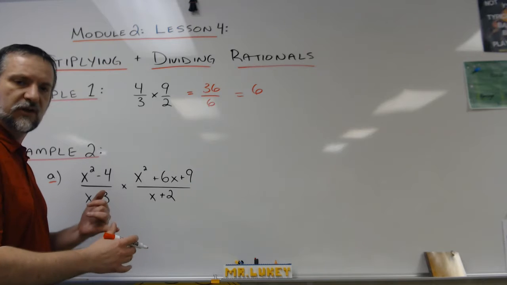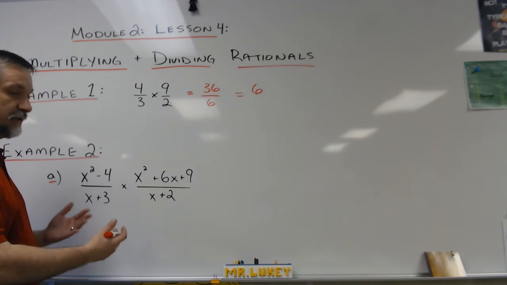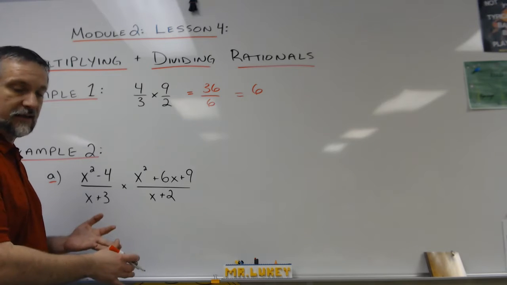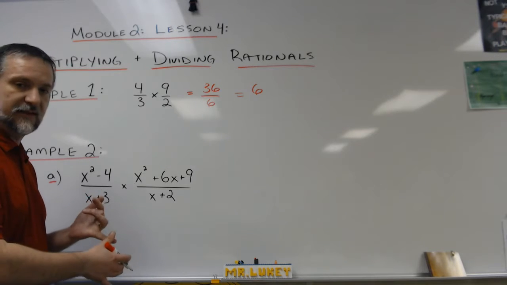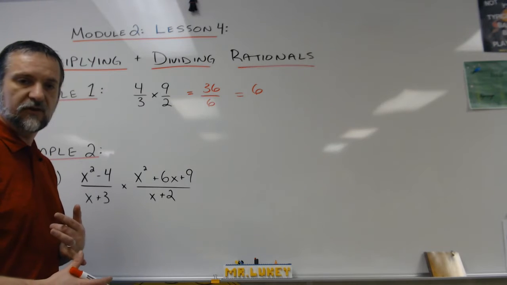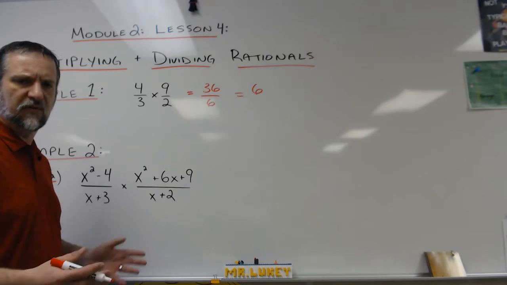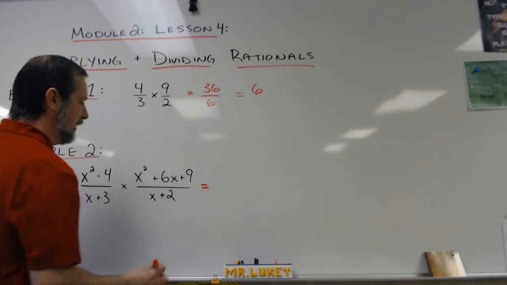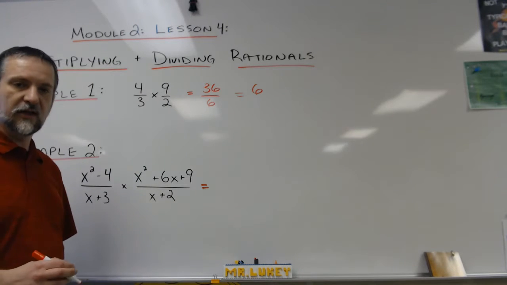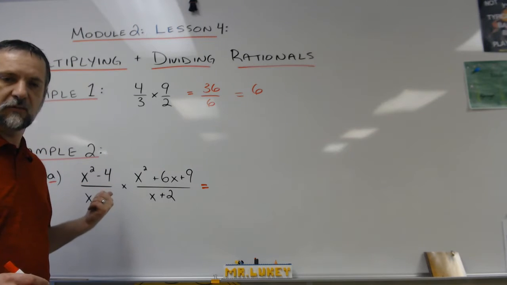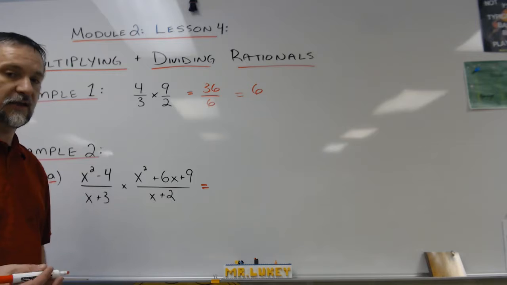So first, I have x squared minus 4 over x plus 3 times x squared plus 6x plus 9 over x plus 2. The first thing we always have to do before anything else is simplify, or factor it out, break it apart. You're going to see this a lot, so be prepared for it. It's going to be the difference of squares with x squared minus 4. We need to be able to recognize that right away.